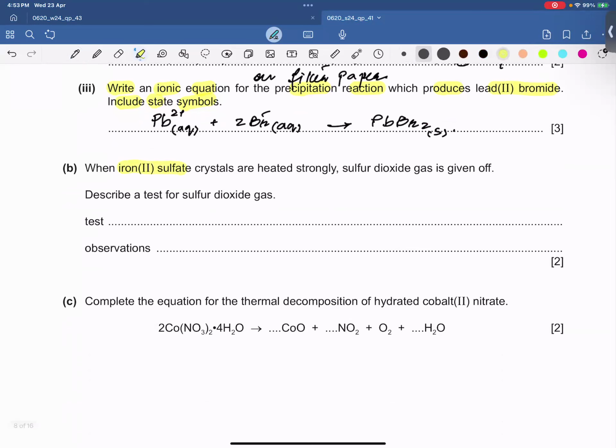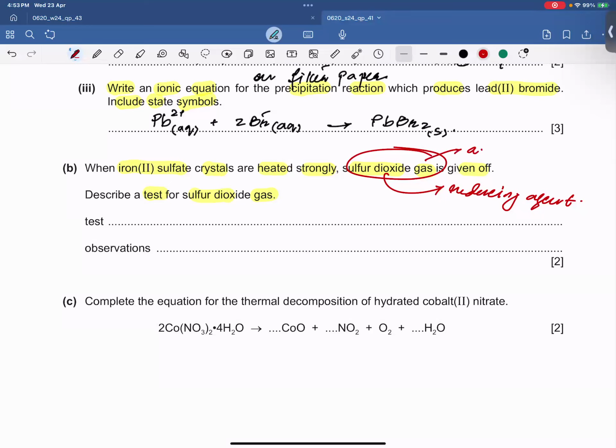When iron(II) sulfate crystals are heated strongly, sulfur dioxide gas is given off. Describe a test for sulfur dioxide. Sulfur dioxide is basically a reducing agent, you know. So to test it we can treat it with an oxidizing agent. It is also an acidic gas. So to check an acidic gas we can also use blue litmus paper, right. So you can use either one of the two, either litmus paper or an oxidizing agent.